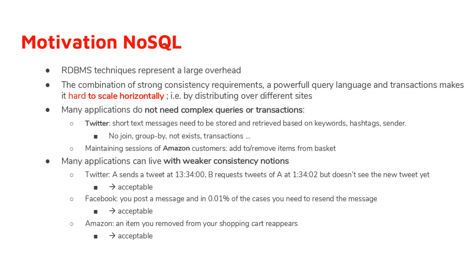Similarly, for Amazon customers, if they add something to their basket, you don't need transactions. Each user has their own basket, and they can add or remove items. For these types of applications, they can live with weaker consistency notions. That means it's not like a bank transfer where it's important that the balance is always correct. It's allowed that some data is not entirely up to date or only becomes up to date after some time.